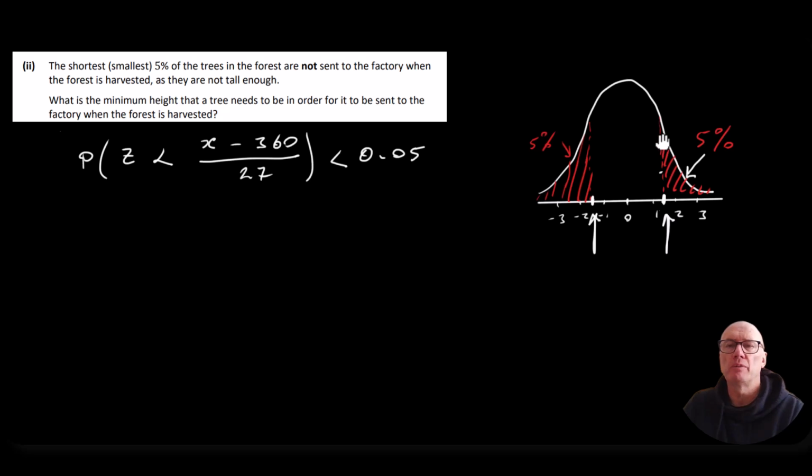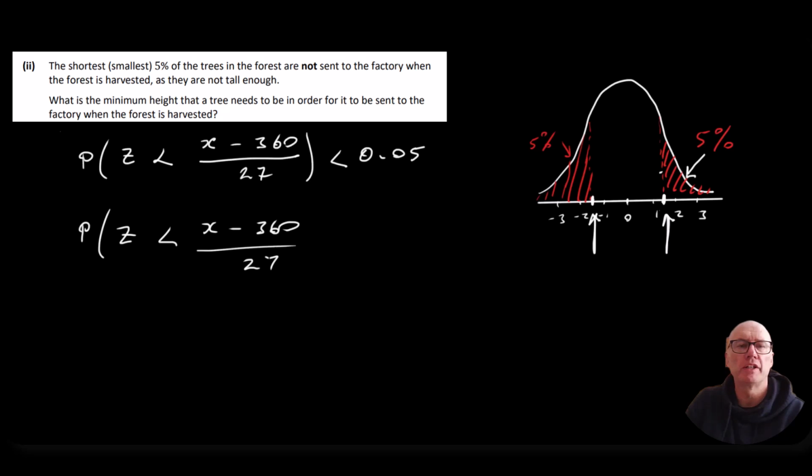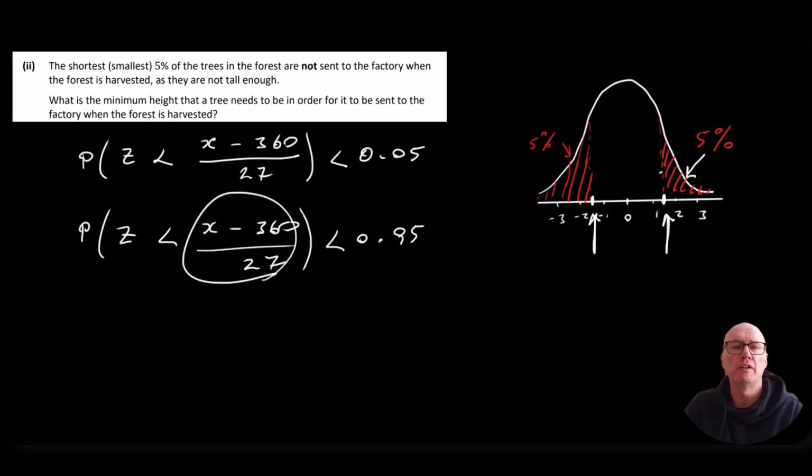But the 5% that we're looking for is to the right of it, it's up here. Again, we can't look up greater than, we can look up less than particular Z values. But less than this particular Z value will be 95%. Down along here is 95% of the graph. So really I can change this inequality to Z less than X minus 360 over 27 being less than 0.95. This Z value here is now positive and it's here. So let's look for a probability of 95% or 0.95 in our tables.